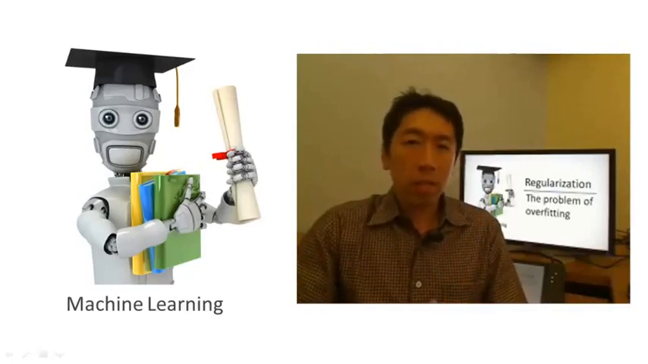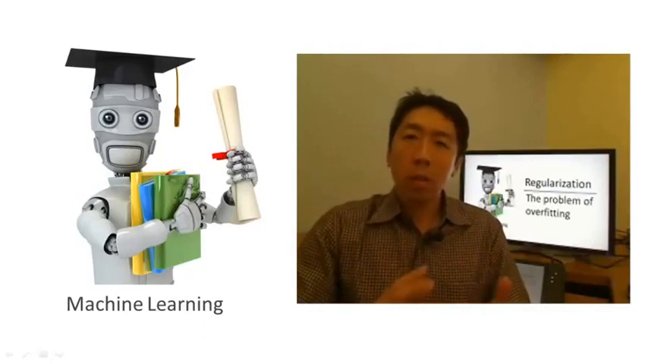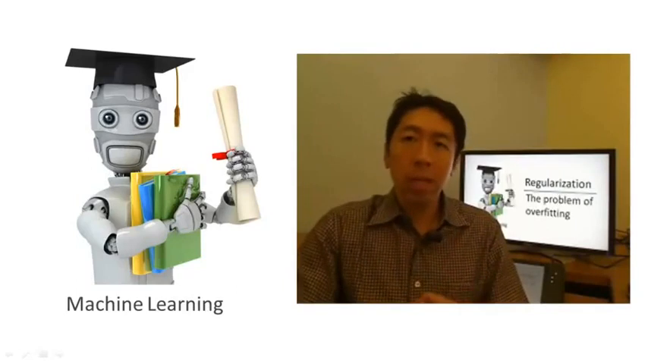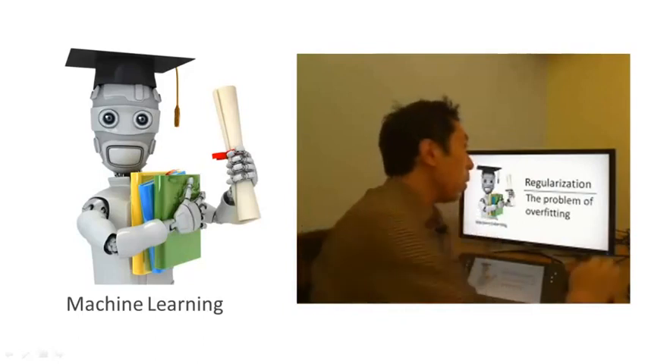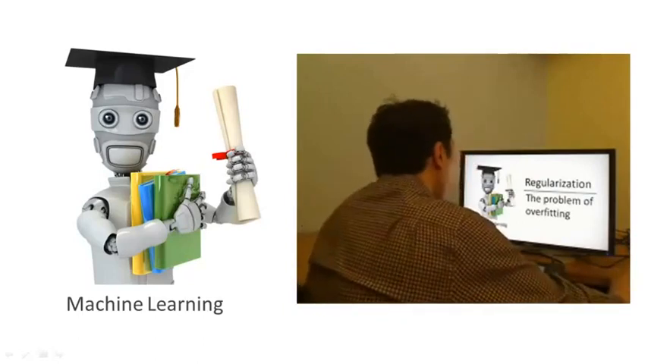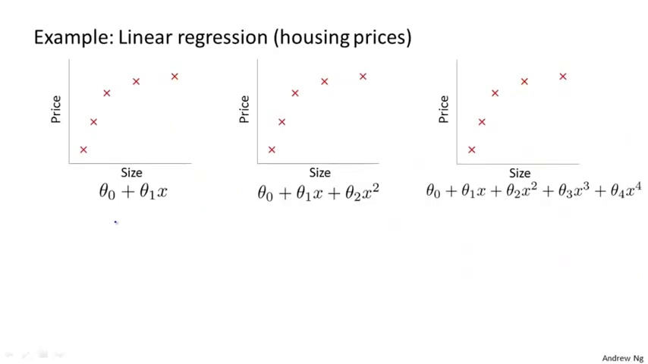next few videos after this, we'll talk about a technique called regularization that will allow us to ameliorate or to reduce this overfitting problem and get these learning algorithms to maybe work much better. So what is overfitting? Let's keep using our running example of predicting housing prices with linear regression, where we want to predict the price as a function of the size of the house.